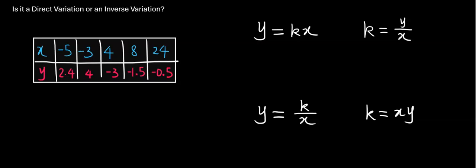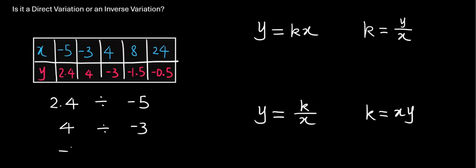Okay, so let's check the first one. See if we can get the same ratio each time if we use y divided by x. We simply write down 2.4 divided by -5. We don't have to be in a hurry to really find its quotient. Just write down, you can see immediately.